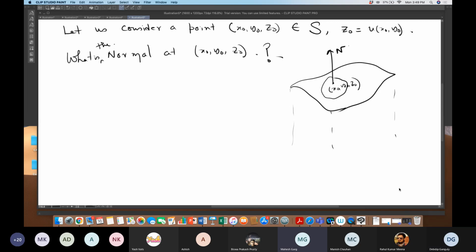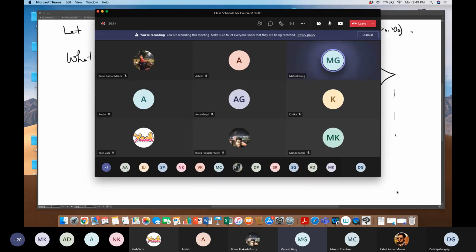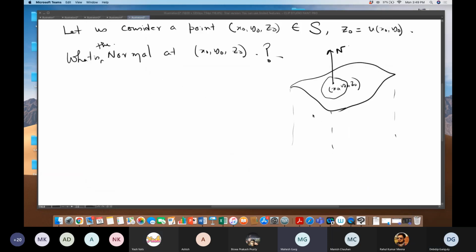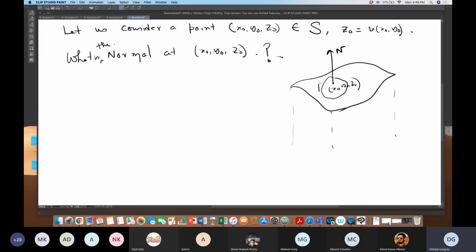Perpendicular to the surface at that point. Tangent plane, exactly. Very good. This is the tangent plane. So when it's a graph, you can explicitly see what the normal is. Can anyone tell?